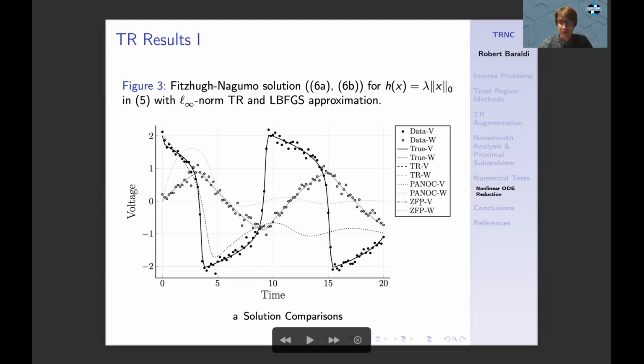The trust region method and the other method, ZeroFPR, do fairly well. And actually, they frequently sit on top of the true line, but this PANOC method actually fails pretty early on and can't converge, and that has to do with the line search stopping tolerance. So it's a line search method that can't quite compute the solution properly.